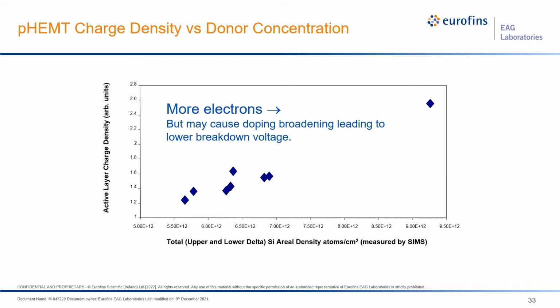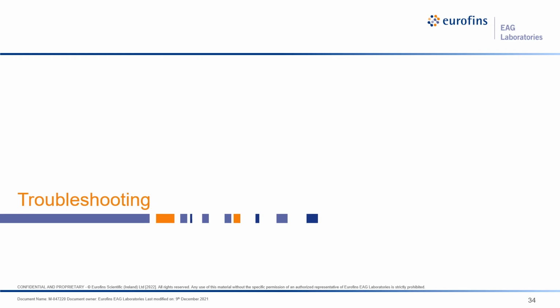As you can see, the measured silicon areal density is proportional to the charge density. But as you put more and more silicon dopant, we found in the past that sometimes it causes a broadening of the silicon delta, spilling over to the Schottky, and then causing a lower breakdown voltage because its resistivity has declined. So can that be used to troubleshoot a pHEMT device?